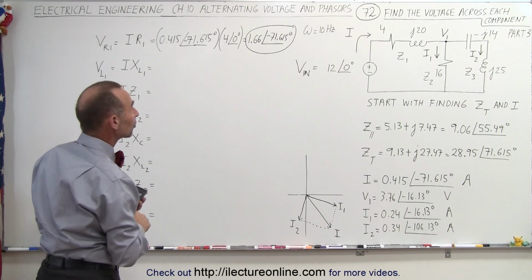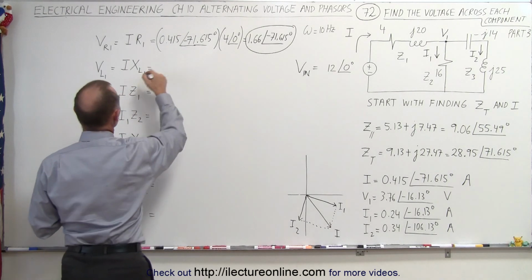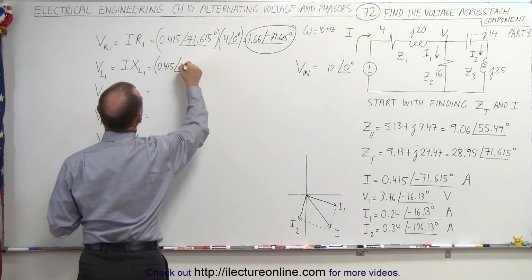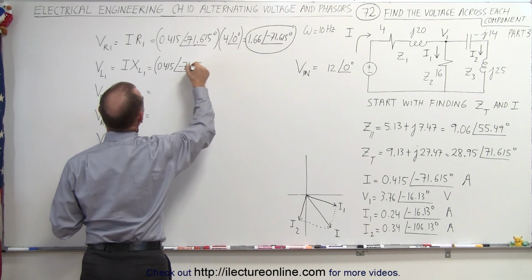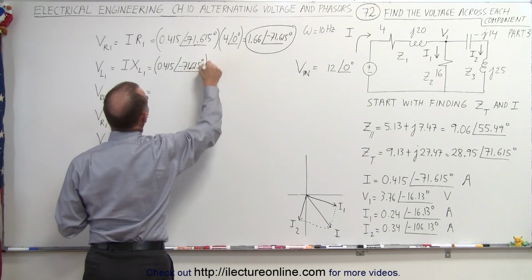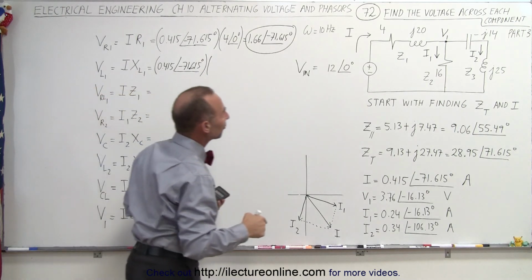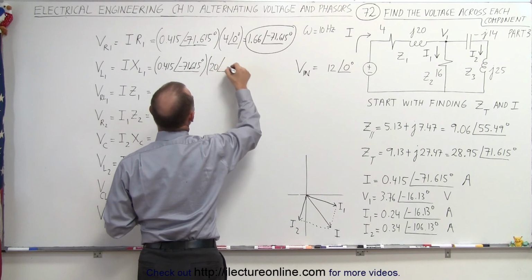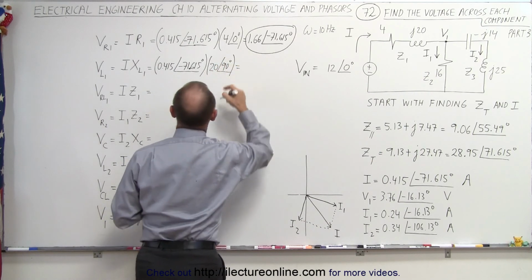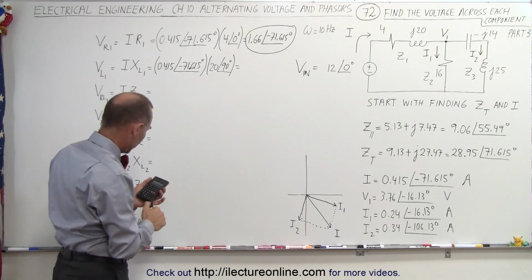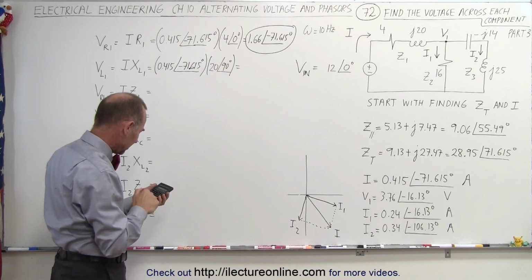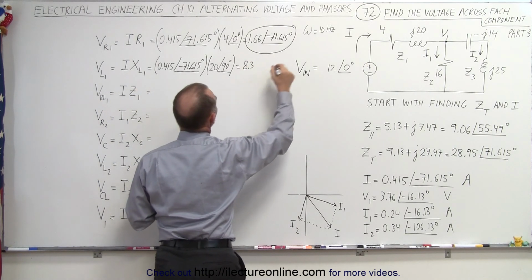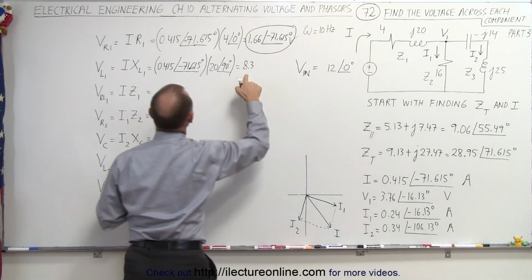Now, what about the voltage across the inductor, our first inductor? We take the same current, 0.415 amps, with a phase angle of minus 71.615 degrees. And we're going to multiply that times the reactance of that inductor, which is a j20. So it gives us a magnitude of 20 with a phase angle of 90 degrees. And so this becomes equal to 0.415 times 20, that gives us 8.3. Of course, this would be in volts. I guess we should put volts behind it.